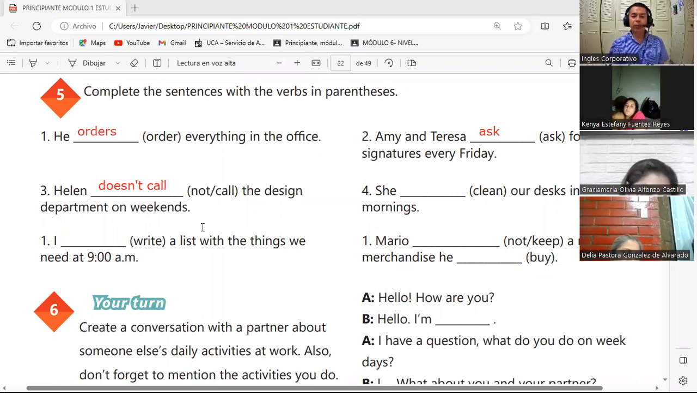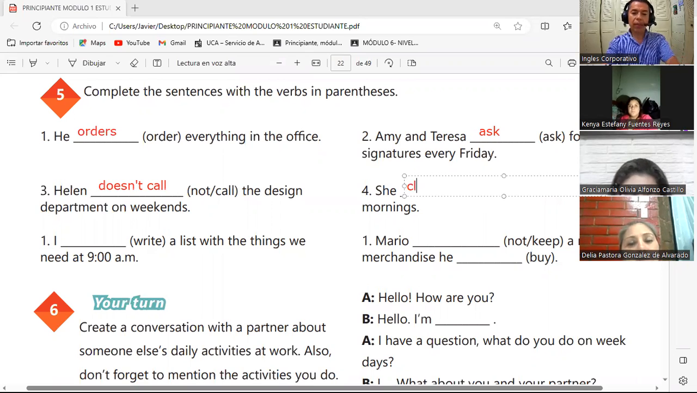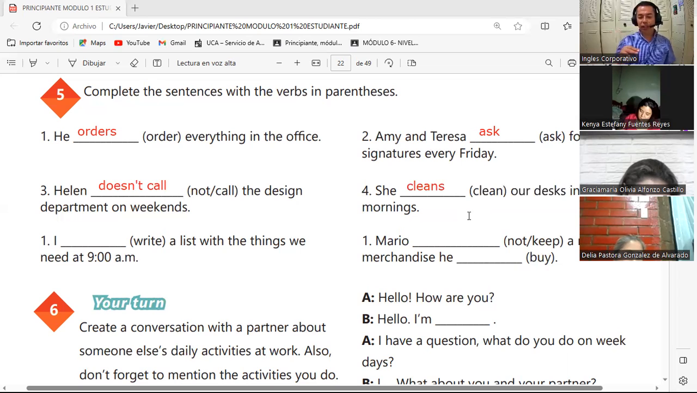Very good. Number four. Thank you, Gracia Maria. And Delia, please. Number four. She cleans our desk in the morning. She cleans. It's not the chicle, right? No, it's she cleans. Okay. Thank you. Thank you very much.